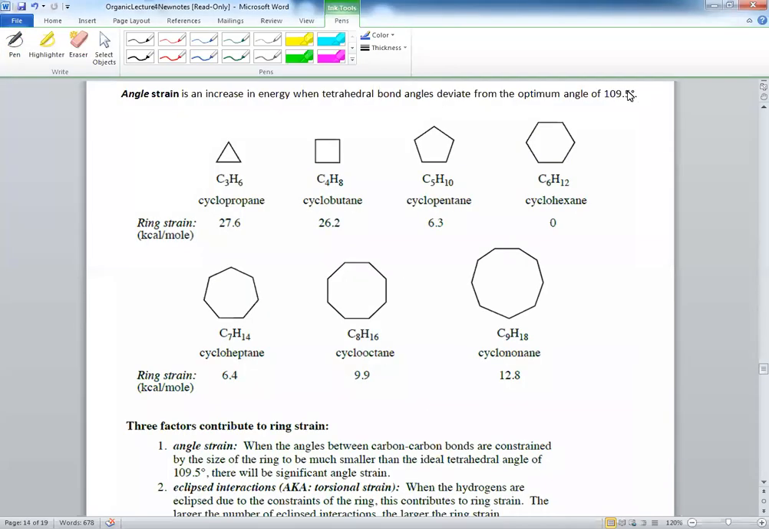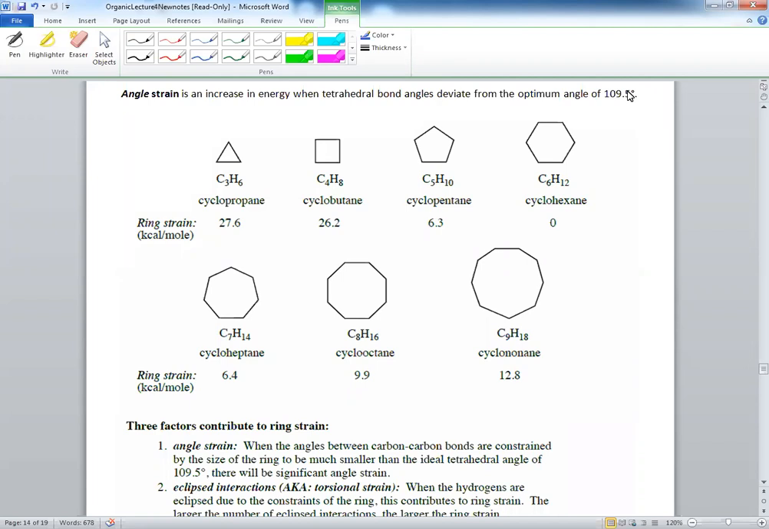We talked about two types of strains. We had torsional strain, that's between the bonds, the repulsions of the electrons in the bonds, and we talked about steric strain, that's the repulsion between the atoms or two large groups in that conformation. And we said that the best way to eliminate or reduce steric strain is to have an anti or a staggered conformation. And of course, you eliminate torsional strain when you also have a staggered conformation.